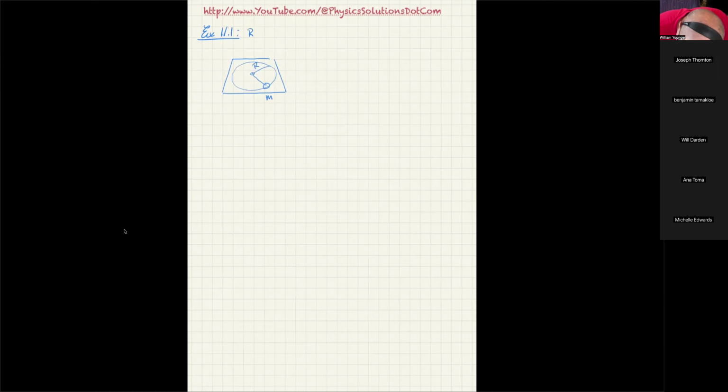We're going to say R1 is 0.80 meters. R2 is going to be 0.48 meters. And we're going to say it has a velocity V1 when the radius is R1, and V1 is equal to 2.4 meters per second.